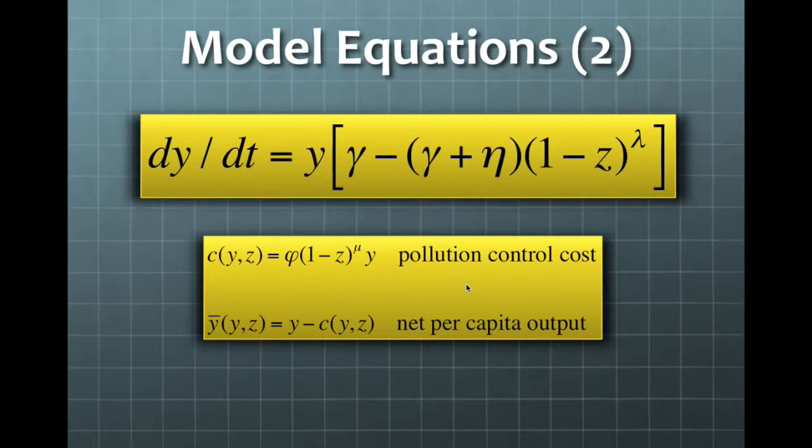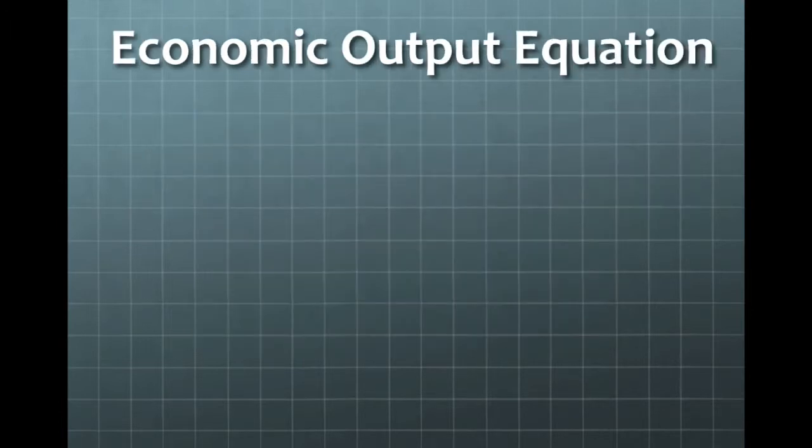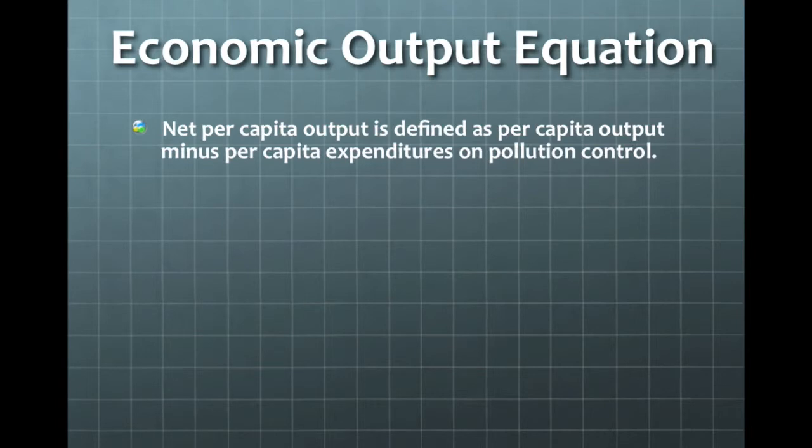You're going to see that I'm not a big fan of this model, but there are some positive things to say though. So let's look at spelling out some of these terms. First, the net per capita output is defined as the per capita output minus the per capita expenditures on pollution control. So there is an economic consideration here in terms of the cost of pollution control and how those compare with the economic output. Okay, so the net considers the cost of controlling pollution.